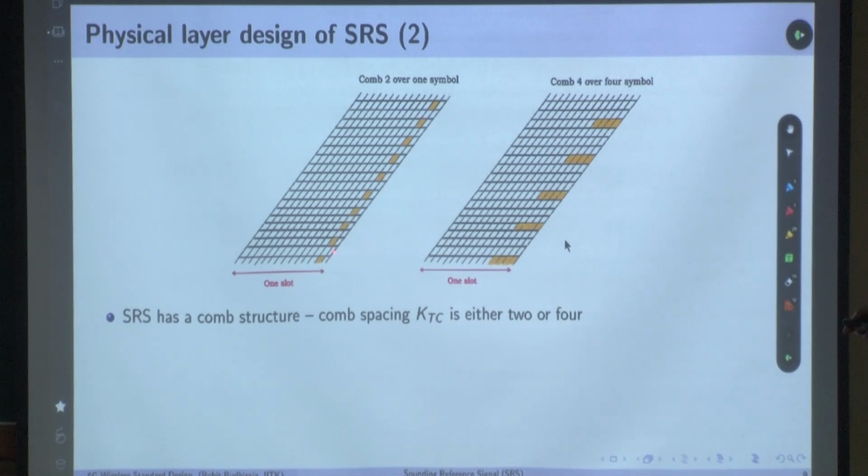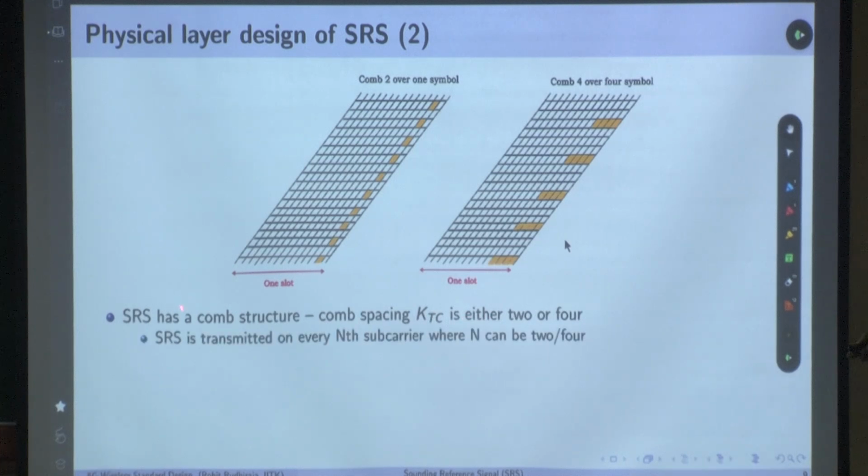And what are we saying? It is either separated by 2 resource elements, or it is separated by 4 resource elements. That's what this bullet is telling. And then this KTC is a symbol which is used in the standard to decide whether this comb spacing is 2 or 4.